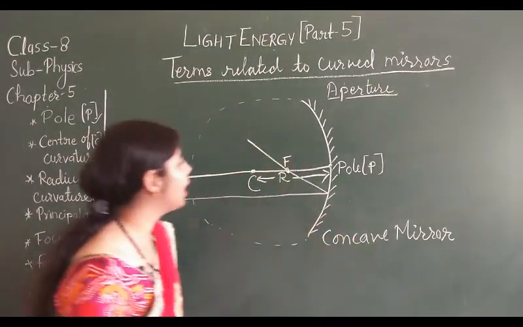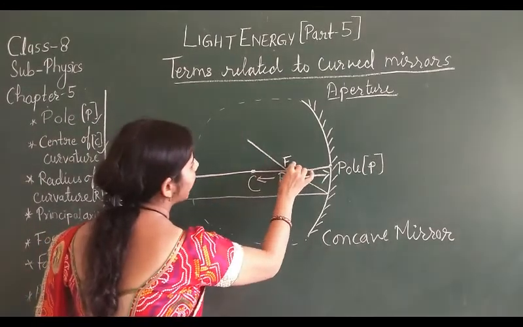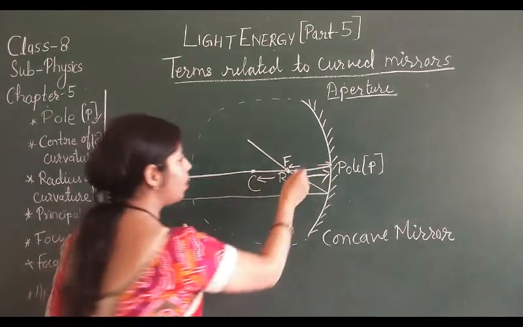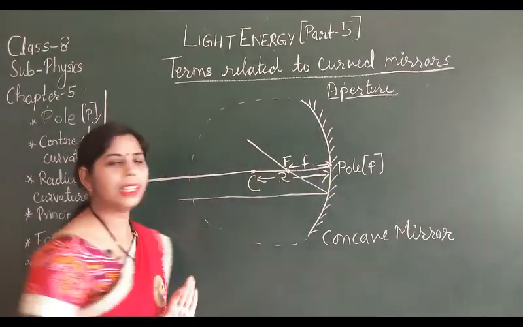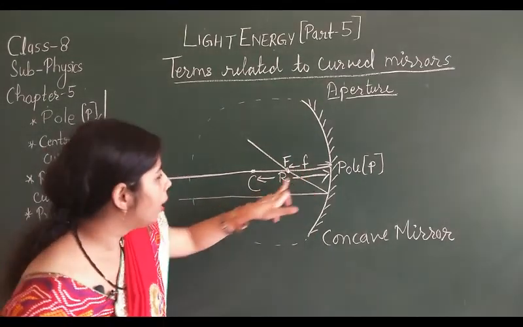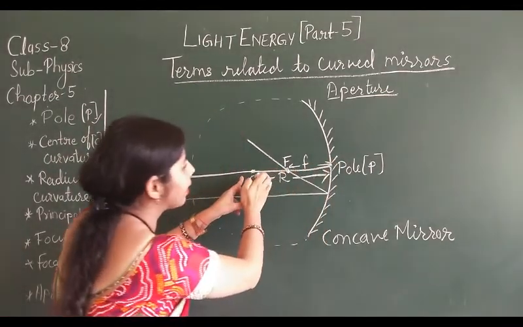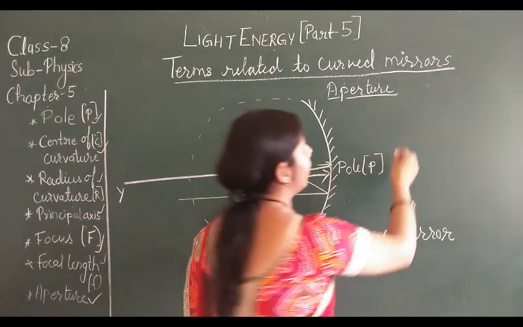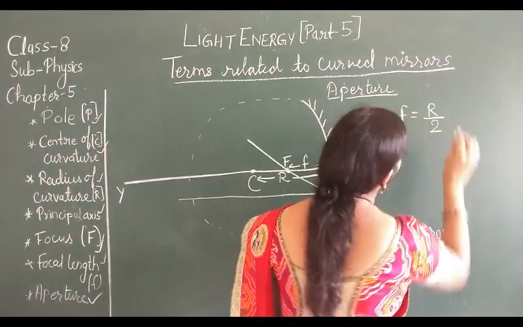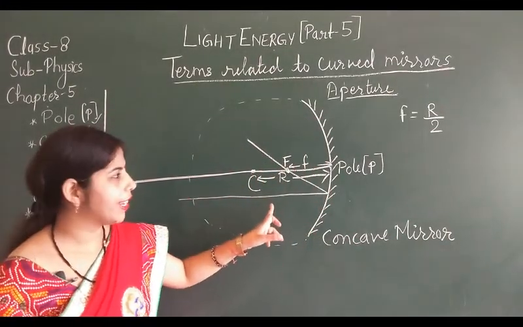What is focal length? Focal length is the distance between the focus and the pole. The distance between the focus and the pole is called the focal length, which is denoted by small f. Now observe this properly. This focal length is half of this. That means you can say that f is equal to R by 2. Focal length is half of the radius of curvature.